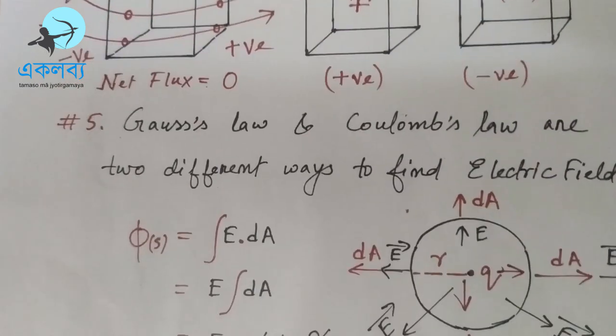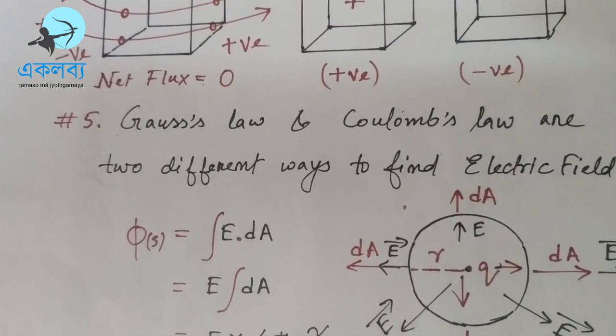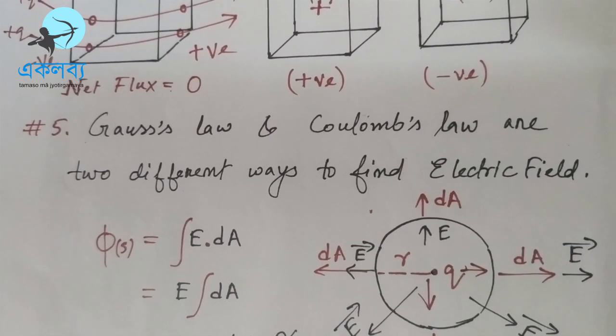The fifth point is that Gauss's law and Coulomb's law are two different ways to find electric field. These are the two lenses through which we see electric field. But Gauss's law is more fundamental than Coulomb's law, because when the charge is at rest, we can use both laws, but when the charge is moving, Gauss's law is valid, but Coulomb's law is not valid. So I am saying that Gauss's law is more fundamental than Coulomb's law.